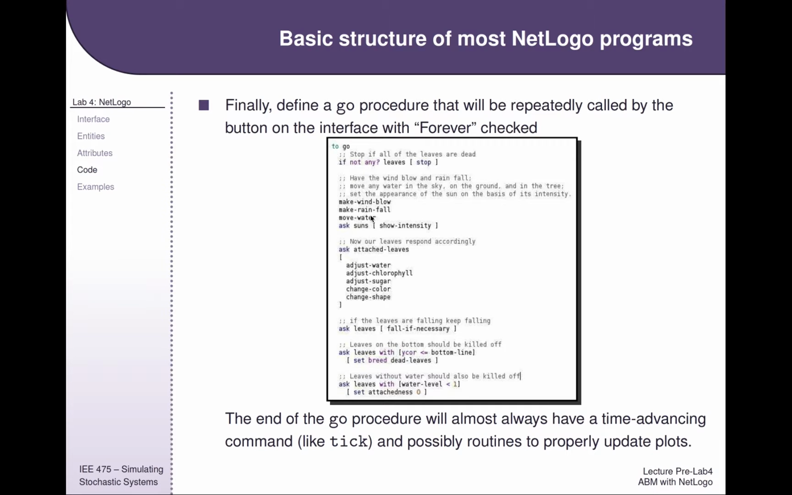And so if you look at this one, you can see that they've got these little sections here where they make the wind blow, they make the rain fall, they move the water around the ground and up the tree. They ask the sun to shine with whatever its intensity. So there are seasonal patterns, and so the intensity of the sun will change. Then they ask all of the attached leaves simultaneously to do these things, which are adjusting their water, chlorophyll, etc.